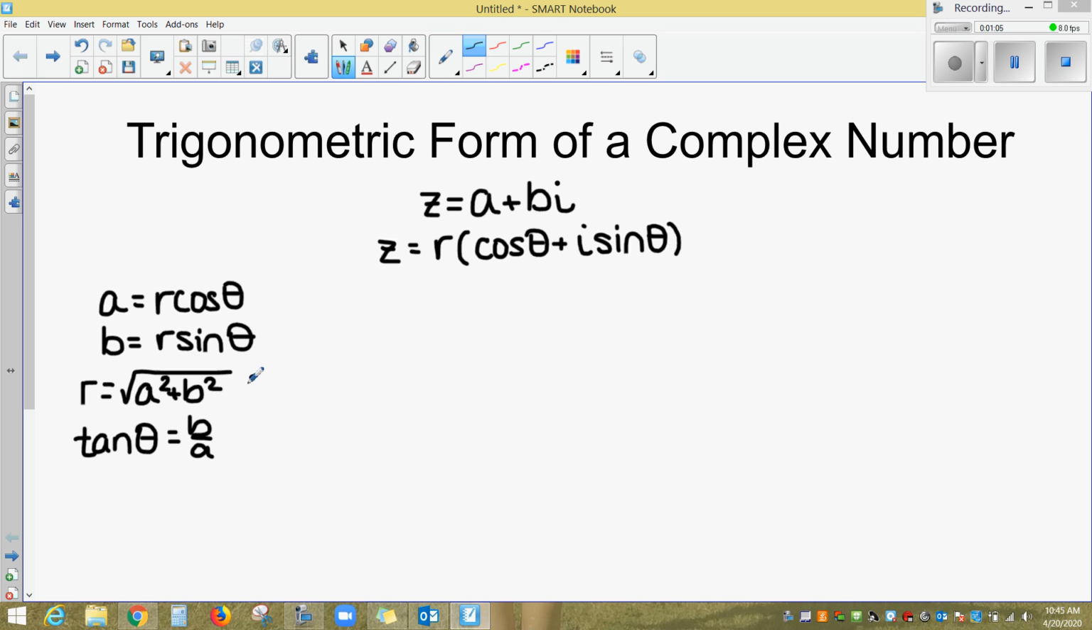r is what we call the modulus of our number. Okay, and theta, actually, let me draw my arrow down here, is what we call the argument.